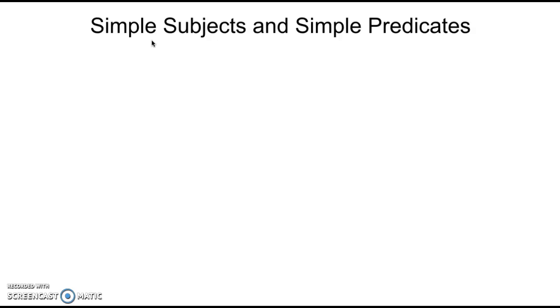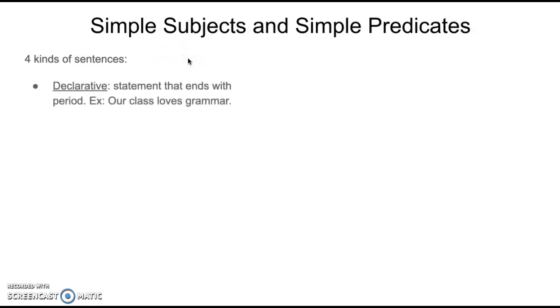Today's subject is simple subjects and simple predicates. Now, before we dive into what a subject and a predicate is, we need to classify the four different types or kinds of sentences. First of all, there's declarative. That's a statement that ends with a period, like, our class loves grammar.